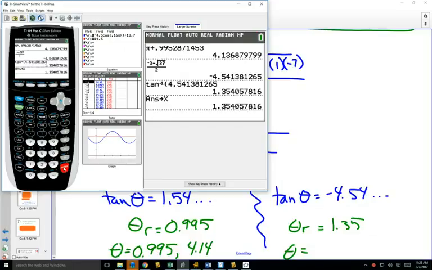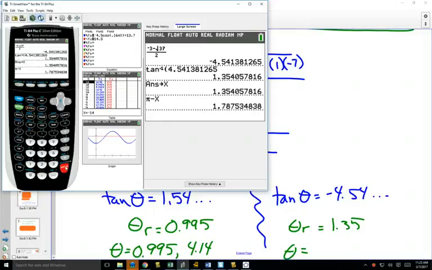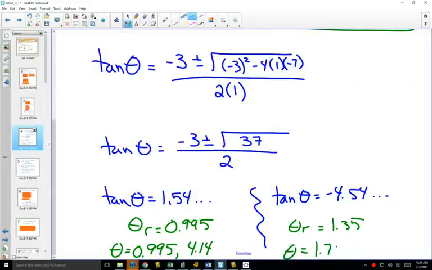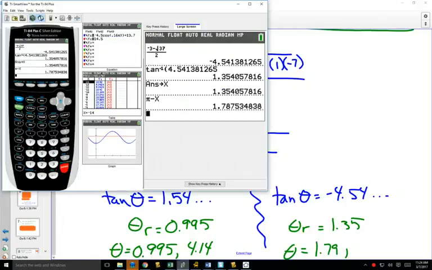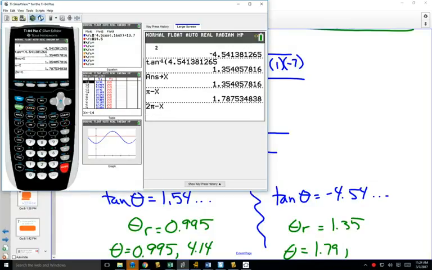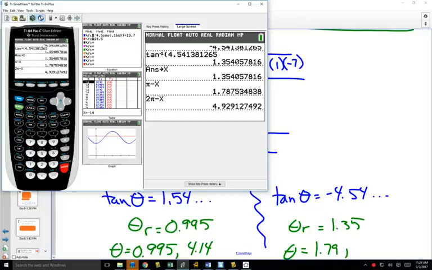So here, tan is negative. I know that tan is negative in quadrant 2, so I'm going to go pi minus my reference angle. And since I've stored it as X, I can just go pi minus X. And I figure out one answer is 1.79. The reason it was nice to store it as X is because we also have to figure it out in quadrant 4. In quadrant 4, you'd go all the way around, 2 pi minus your reference angle, and you get 4.93.